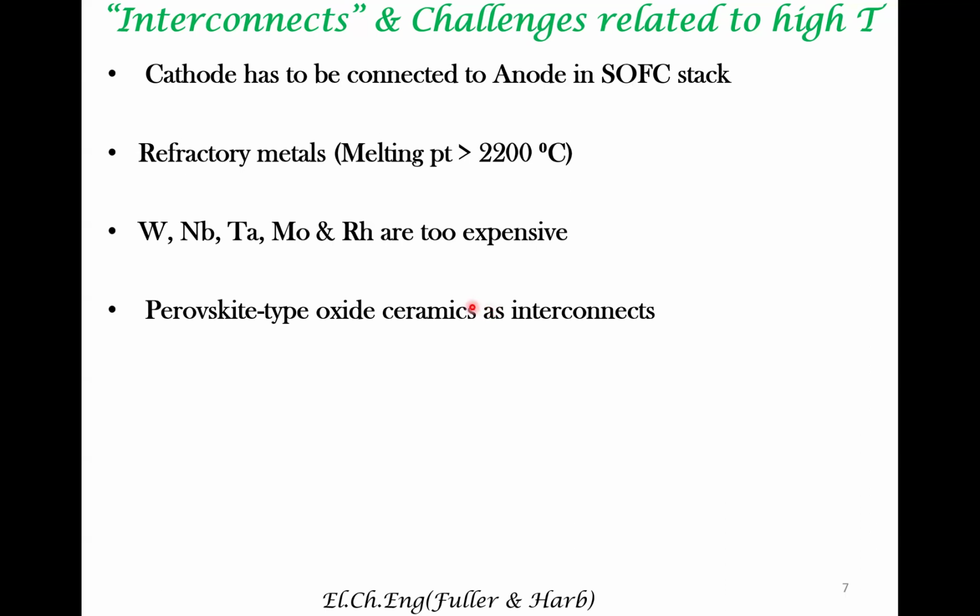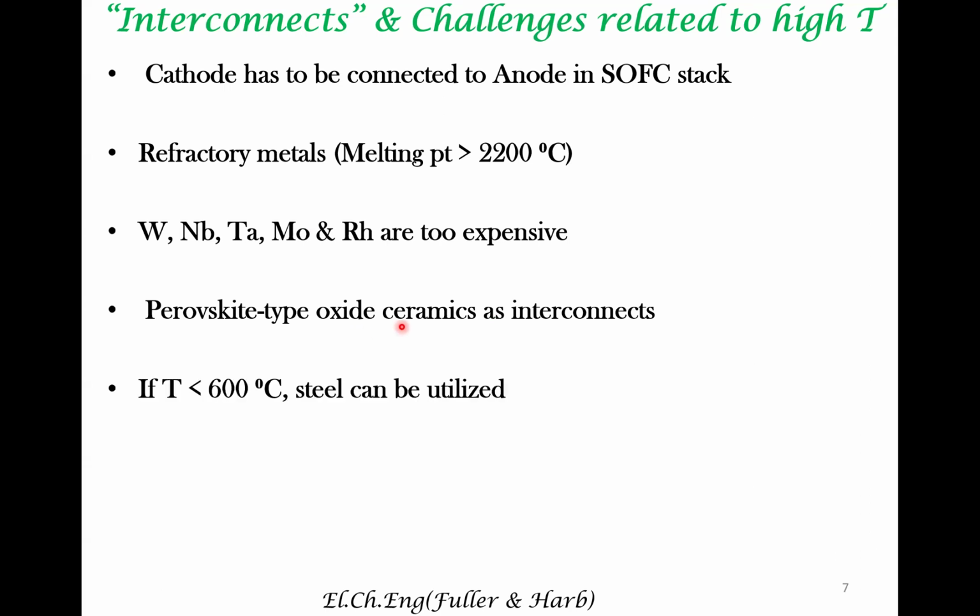It's important to understand that these interconnects connect a region of cathode, a region where there is reductive atmosphere on one side. On the other side, there is oxidative atmosphere. So the materials that are used as interconnects should not dramatically change when they are exposed to reductive or oxidative atmospheres. The typical inexpensive interconnects being considered are made up of perovskite type oxide ceramics.